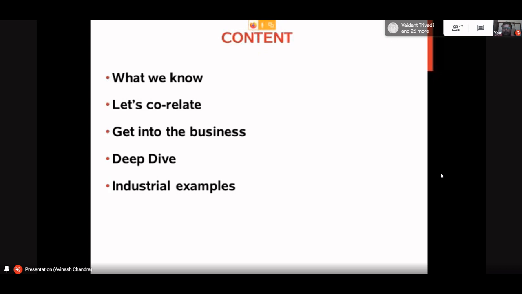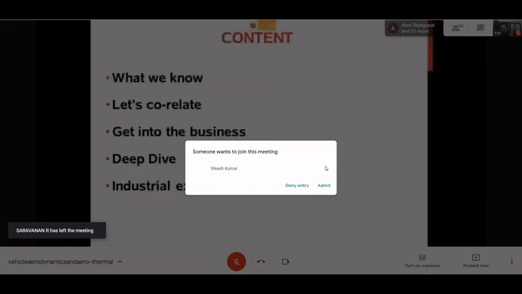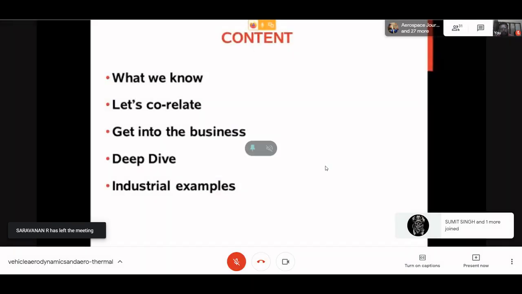So for us, it will be what we know: very basic principles. Everyone would be knowing this, and if somebody is not able to recall, we'll brush up on that and try to correlate it with what we know and the physics. Then we get into the business, meaning how it works in reality.